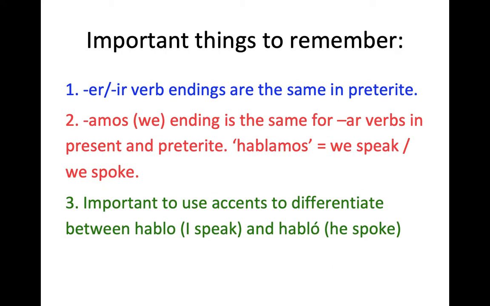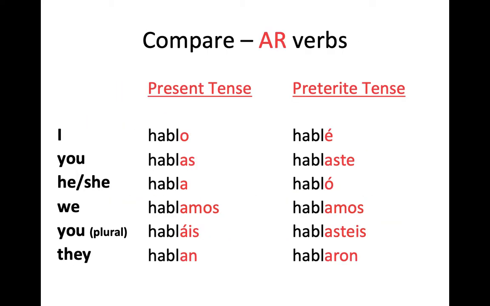And the other thing that we need to be aware of is the use of accents to differentiate between hablo, which is I speak, and habló, which is he or she spoke in the past. So if we compare our present and our preterite tense of AR verbs again, you'll notice that the I speak or I am speaking in the present tense is spelled hablo with no accent on the O. But then if we look at our preterite tense for he or she spoke in the past, you've got habló with an accent on the O.